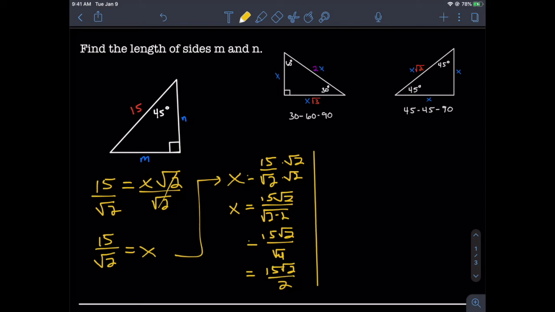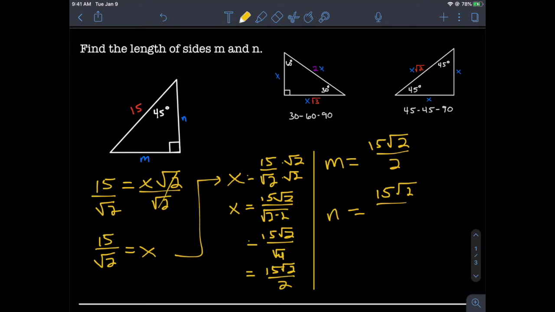Now that we have x, we're going to plug into the other equations for the side lengths there, but both of those side lengths, m and n, go with just x by itself. So what does that mean about our two m and n values? Well, they're the same as x. 15 times the square root of 2 over 2 for m, and then n is also equal to 15 times the square root of 2 over 2. And that's the end of that. We found our two side lengths.